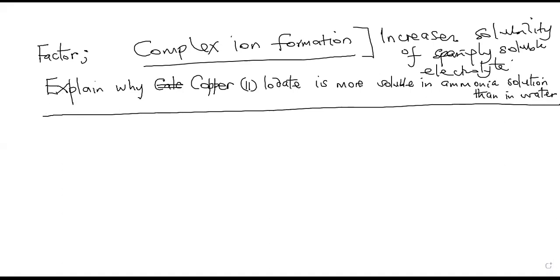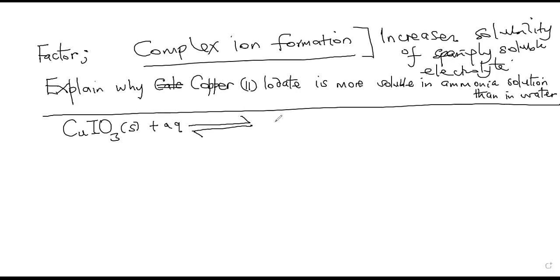Why copper 2 iodate is more soluble in ammonia than in water. So basically, your statement, the equation will guide you first. We have copper 2 iodate, so we have copper, we have iodate, and this one is a solid. If you add aqueous, you can do away without aqueous, but I love it when it's there.